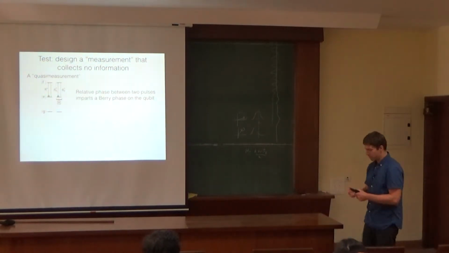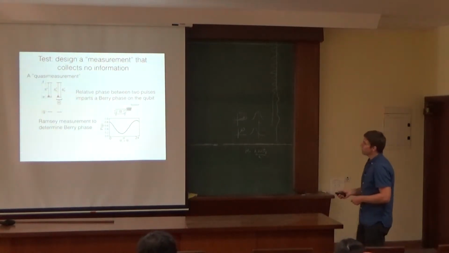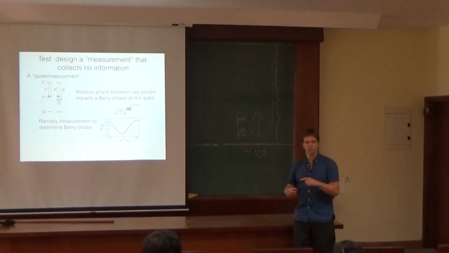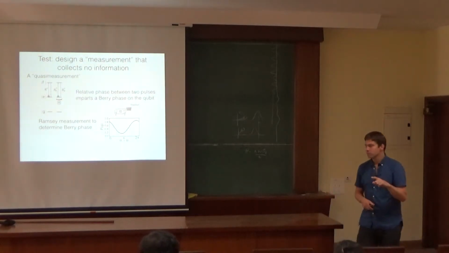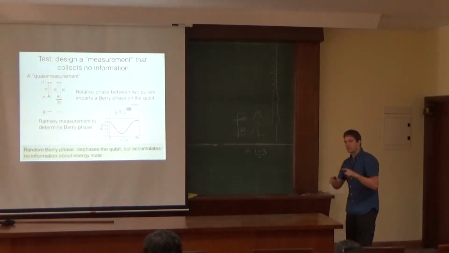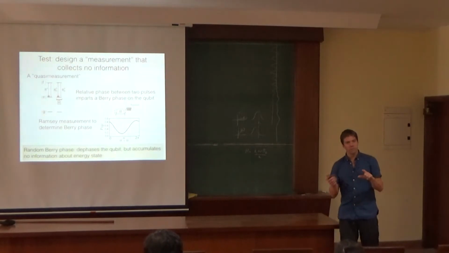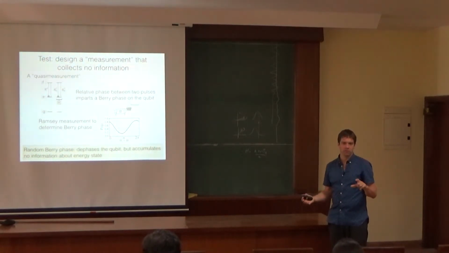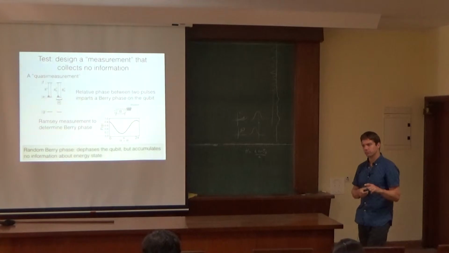So it's exactly the same thing. Here's a Ramsey measurement to measure this Berry phase. We apply a pi/2 pulse, do this thing, and then apply another pi/2 pulse. As I change the phase between these two pulses, we see a Ramsey fringe. So this pulse just adds a phase to the qubit. The idea of a quasi-measurement is to randomize this phase. Therefore, we'll completely dephase the qubit. Averaging over this, we'll get a half. But there's no information accumulated about whether the qubit's in the ground state. So this is disturbance without information.